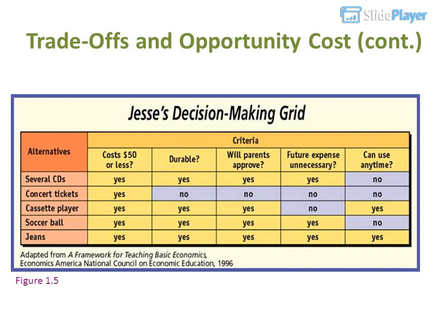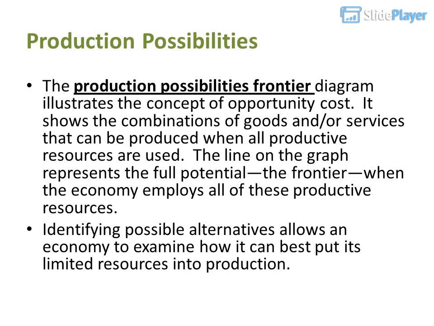Trade-offs and opportunity cost, continued. Figure 1.5. Production possibilities. The production possibilities frontier diagram illustrates the concept of opportunity cost. It shows the combinations of goods and or services that can be produced when all productive resources are used. The line on the graph represents the full potential, the frontier, when the economy employs all of these productive resources. Identifying possible alternatives allows an economy to examine how it can best put its limited resources into production.